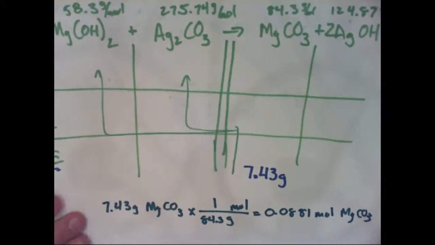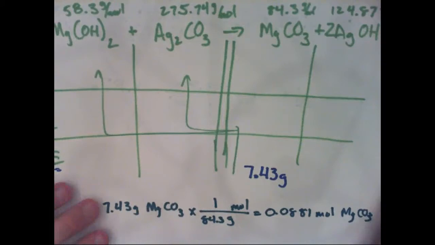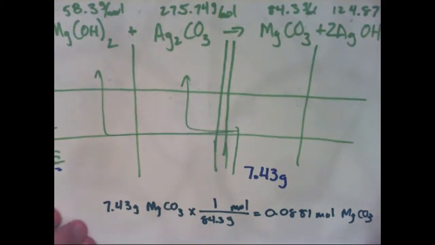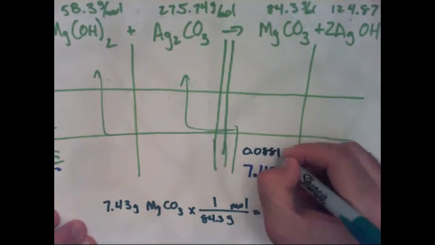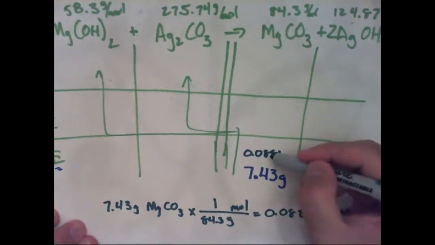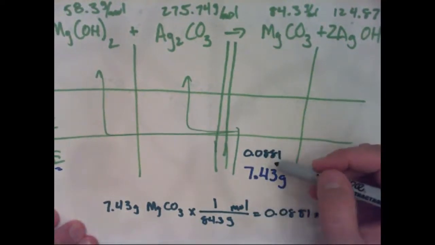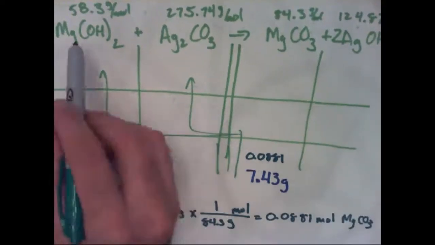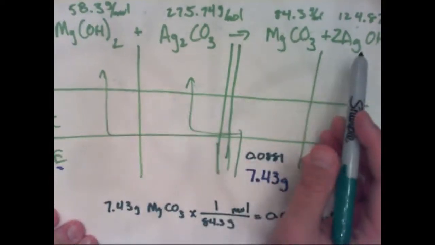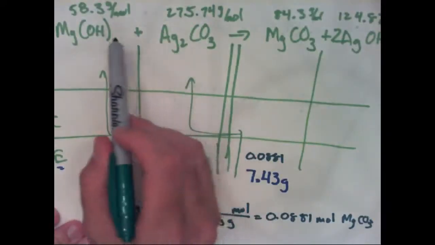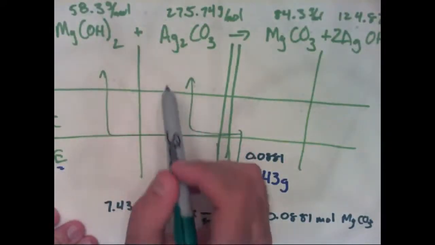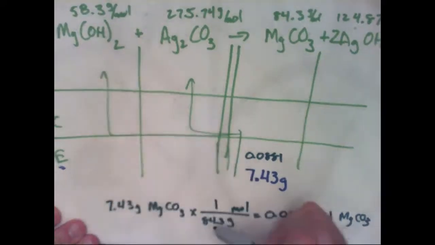Now, it's my opinion that this is a little bit easier than traditional ICE charts, and I'll show you why in a minute. So now we put 0.0881 moles in here. Now, this is one reason why it's easier. Whenever you have a double replacement reaction, up until this point, we've had to try to figure out the limiting reactant, and then that adds a whole bunch of stuff in here.